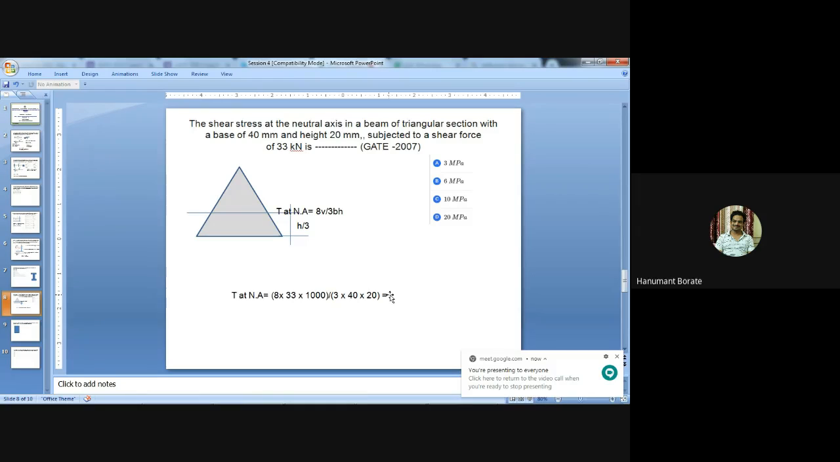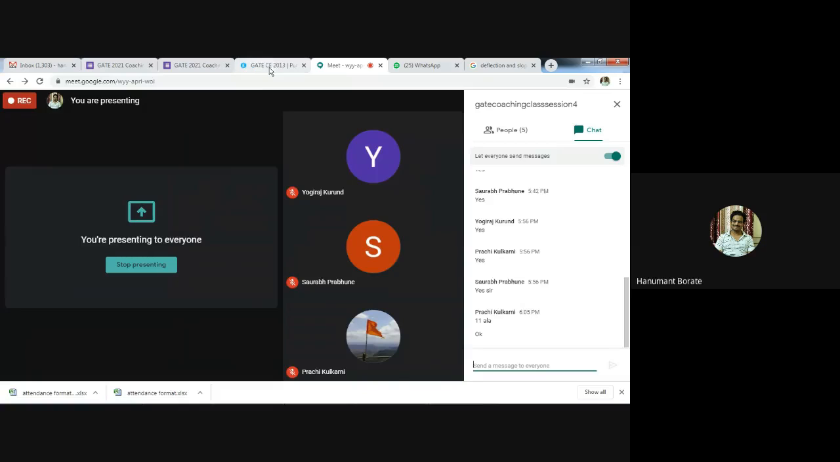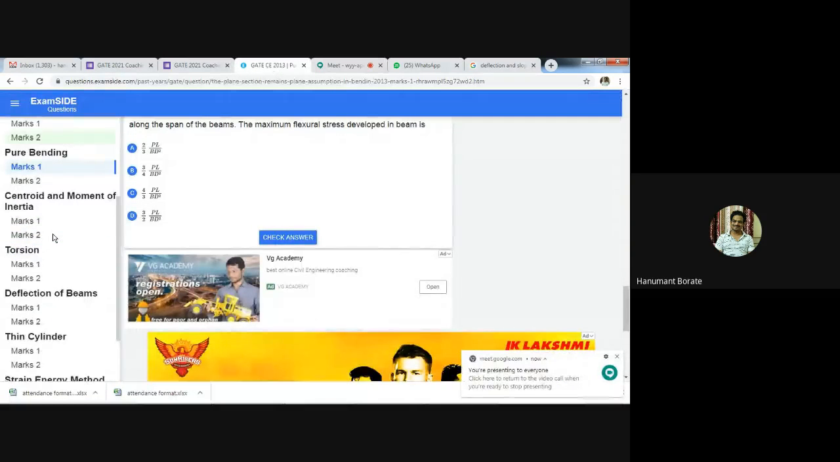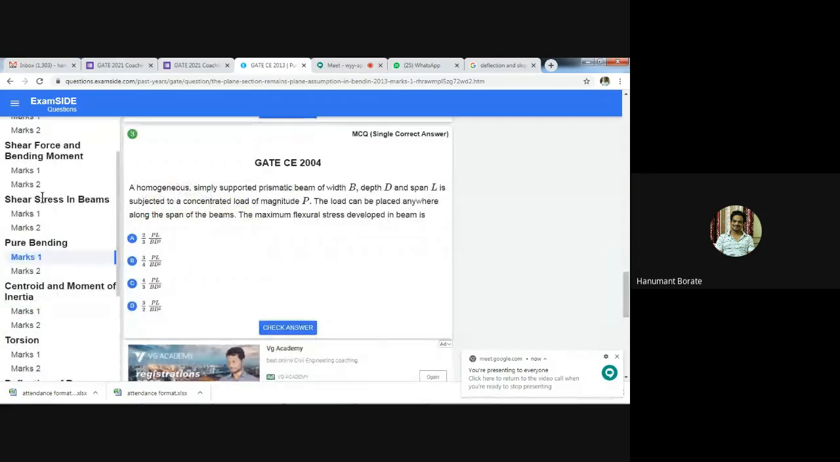Because we need to calculate the answer in MPa, we'll take 8 into 33 divided by 3 into 40 into 20. Okay, now we'll see the answer. We'll see this question is from GATE, shearing trace. Okay, we'll get the answer.